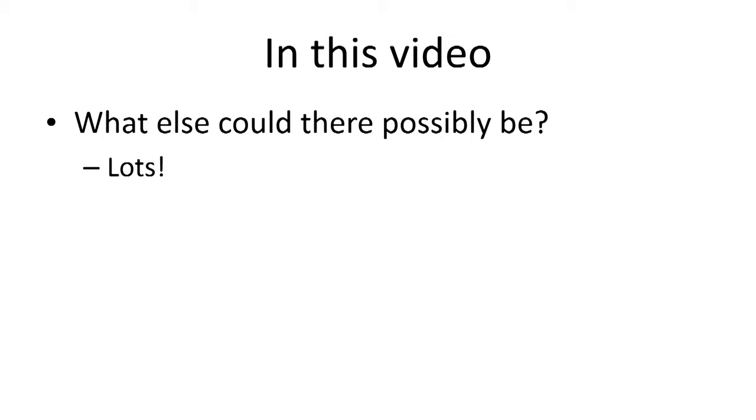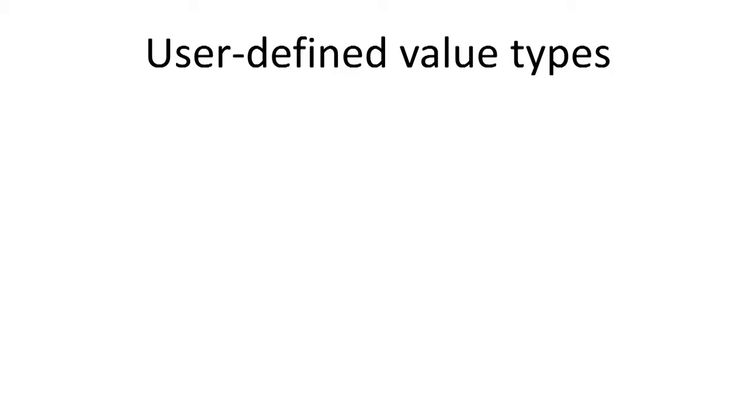In this video, I'm going to talk about stuff that we did not cover in this course, and what else could there possibly be in C#. We have covered so much stuff in this course already, and the answer is lots of stuff. Remember, C# has an 800-page specification. There are tons of language features that we have not gotten to yet.